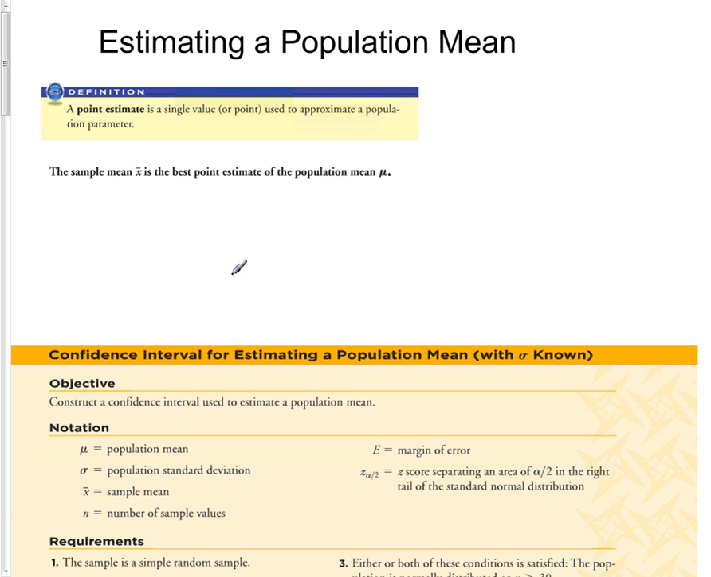Now for all of these confidence intervals that we're going to be doing, what we're really doing is taking the point estimate, adding something to it and subtracting something from it. The number that we're adding to and subtracting from the point estimate is the margin of error.